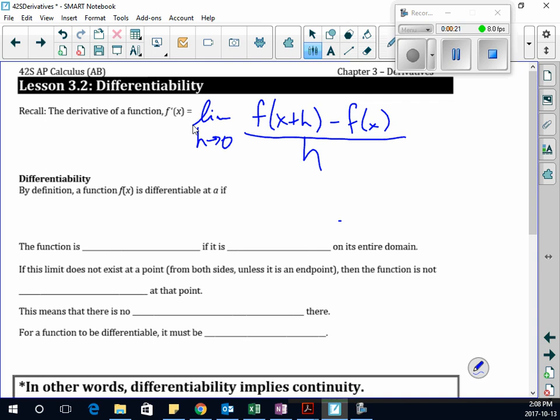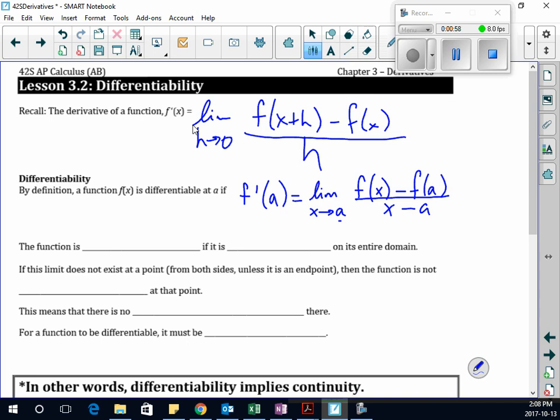By definition, a function f of x is differentiable at a if f prime of a is equal to, what is it? What's that definition? If it's differentiable at a point, the limit as x approaches a of f of x minus f of a over x minus a. You have to know these two definitions down.